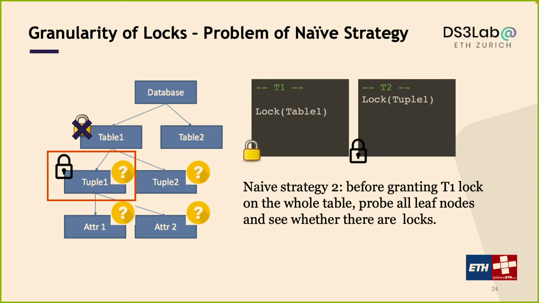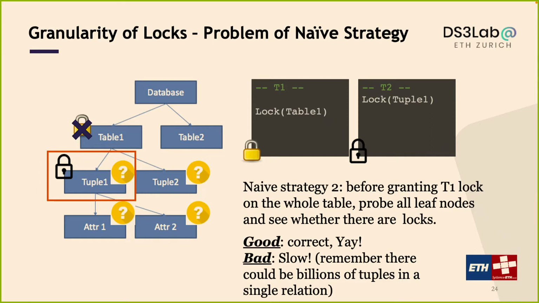So what's the problem with this strategy? This one, the first one, is wrong, but this one is correct. So we have something that's actually not that wrong. You are going to have something consistent. But the problem is that it is going to be super, super slow, because when you have billions of those tuples, you need to probe maybe billions of times.